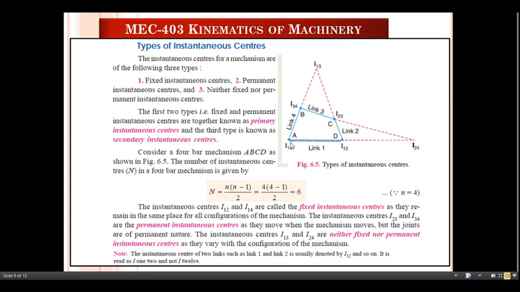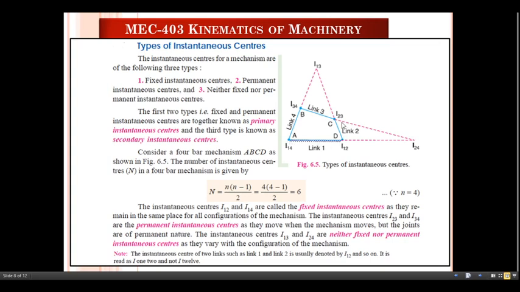Consider a 4-bar mechanism ABCD. The number of instantaneous centers N in the 4-bar mechanism is given by this relation: N equals n into (n minus 1) divided by 2. So what is the number of links? Just count the number of links: 1, 2, 3 and 4. Here, if I substitute the value of small n equals 4, we get the number of instantaneous centers equal to 6.